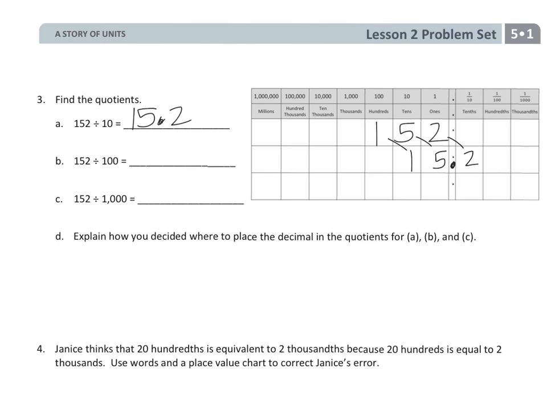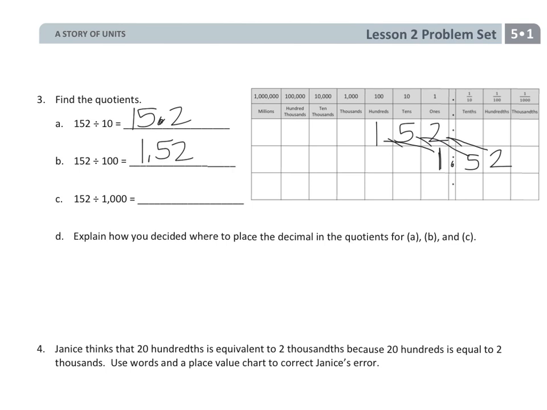Now, if we're dividing that same number, 152, by 100, you should know that we should be moving the 2, the 5, and the 1 two times to the right. So the 2 goes into the hundredths, the 5 goes into the tenths, and the 100s go into the ones with the decimal point in between 1 and 5. So we have 1 and 52 hundredths. Okay, hopefully you're seeing a pattern.